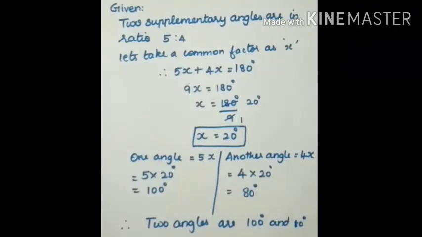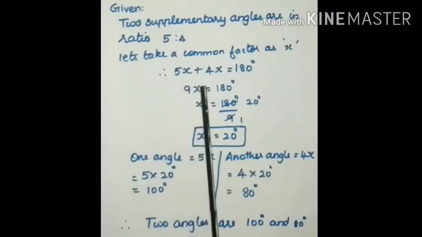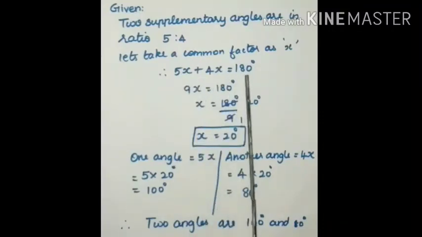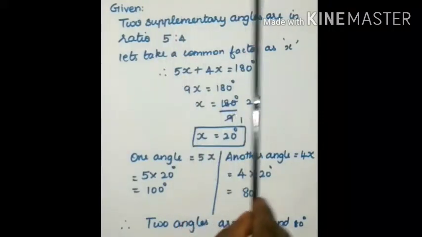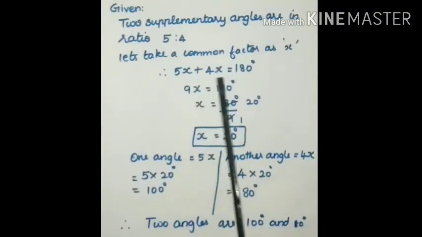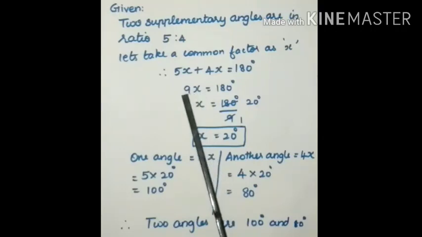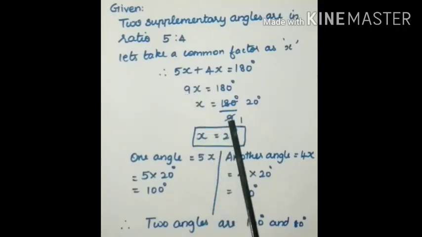Students, it's clear, no? First, let's take a common factor as x. Then write 5 is to 4 as 5x plus 4x equal to 180 degree, because the sum of supplementary angles is equal to 180 degree. 5x plus 4x is 9x. 9x equal to 180 degree. Here you have to find the unknown value x alone. So 9 will go to the right hand side, meaning it will change into division. 180 degree by 9 is 20 degree.